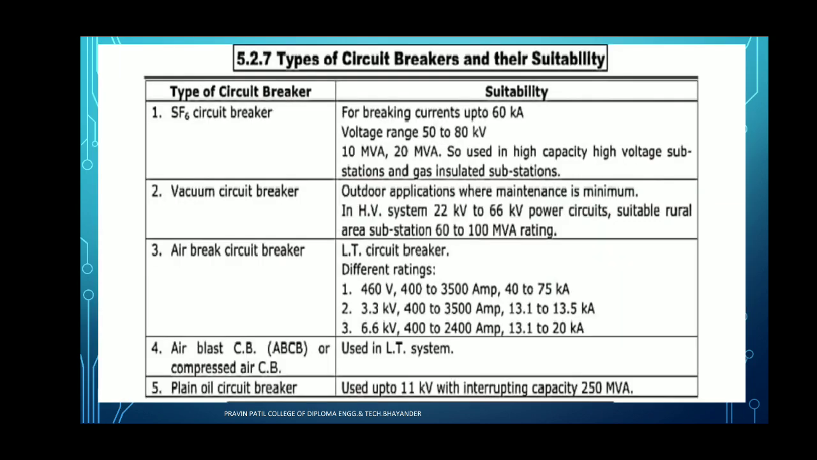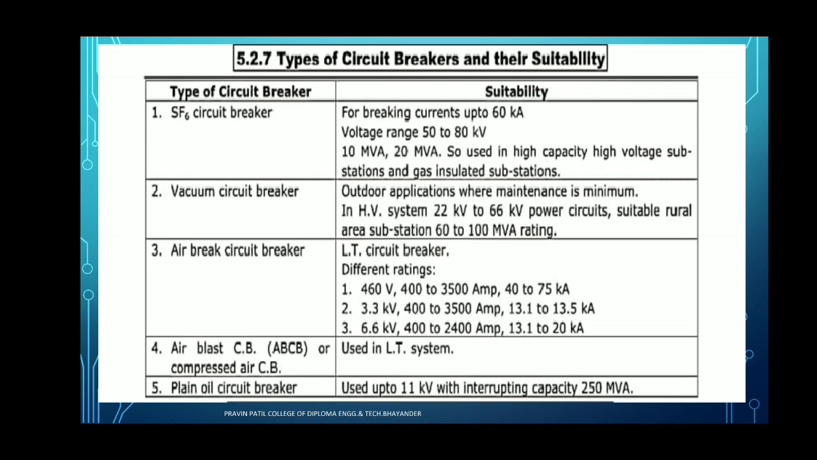Now we have to see the types of circuit breaker and their suitability. The first type is the SF6 circuit breaker. SF6 is sulfur hexafluoride gas. Then we see the suitability of the SF6 circuit breaker. It is suitable for breaking current up to 60 kiloampere and a voltage range of 50 to 80 kilovolt.